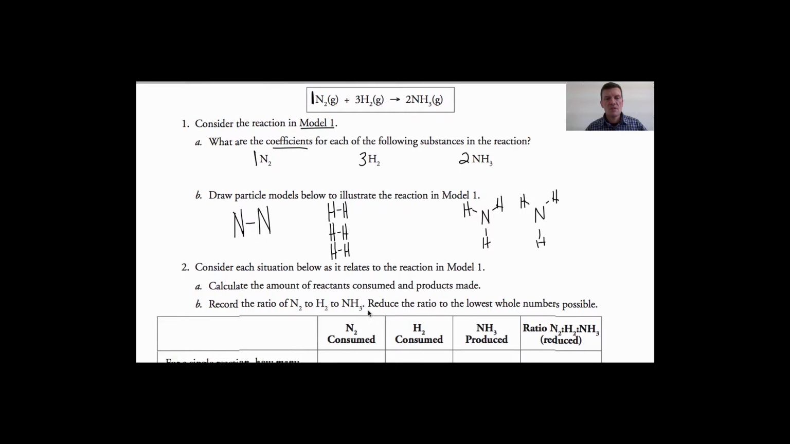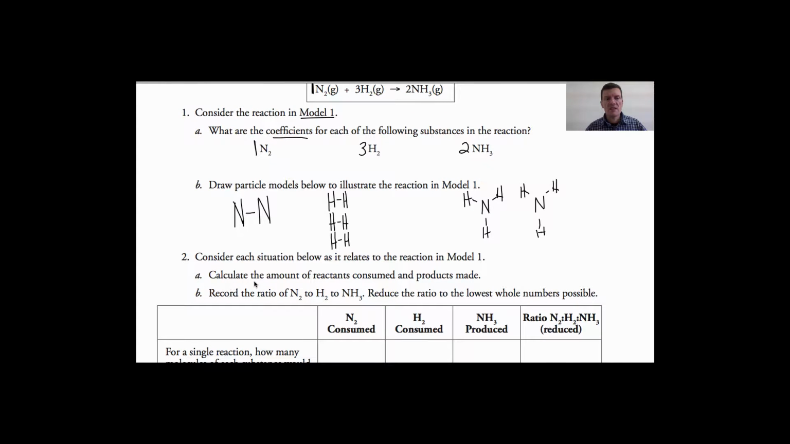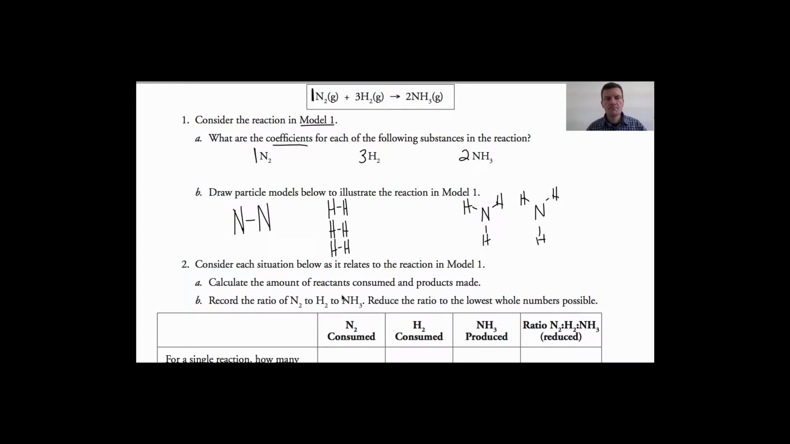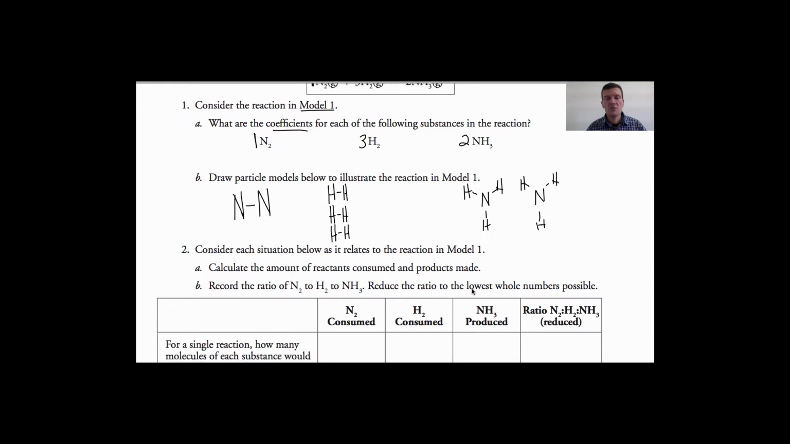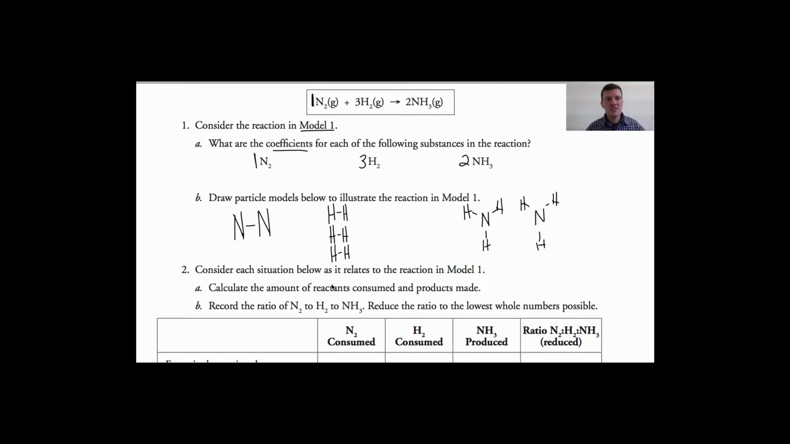Consider each situation below as it relates to the reaction in Model 1. Calculate the amount of reactants consumed and products made. And record the ratio of N2 to H2 to NH3. Reduce the ratio to the lowest whole numbers possible. So let me just make a couple comments here.